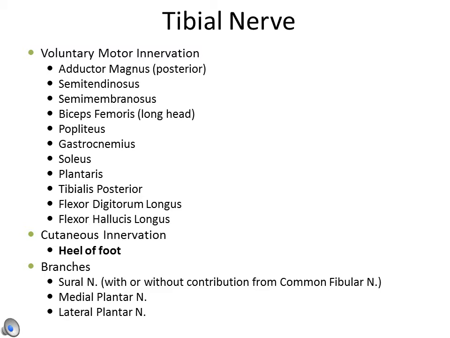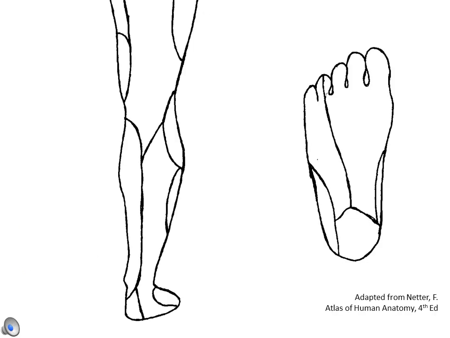semitendinosus, semimembranosus, the long head of biceps femoris, popliteus, gastrocnemius, soleus, plantaris, tibialis posterior, flexor digitorum longus, and flexor hallucis longus. The tibial nerve provides cutaneous innervation to the heel of the foot. The tibial nerve also has three branches: the sural nerve, the medial plantar nerve, and the lateral plantar nerve. Pause the lecture to draw in the cutaneous innervation of the tibial nerve. How does your drawing compare?